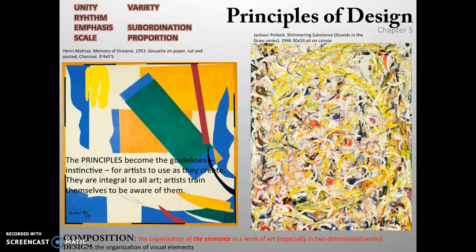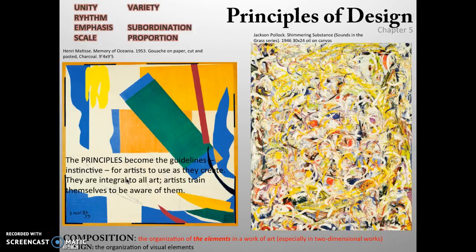This is your Chapter 5 review for the Unit 2 exam. Chapter 5 is very similar to Chapter 4 in that we are looking at another set of principles, just like the elements that go into an artist's toolbox for working on any work of art, whether it's 2D or 3D. So they're guidelines for artists. They are very instinctive, and they are part of all works of art.